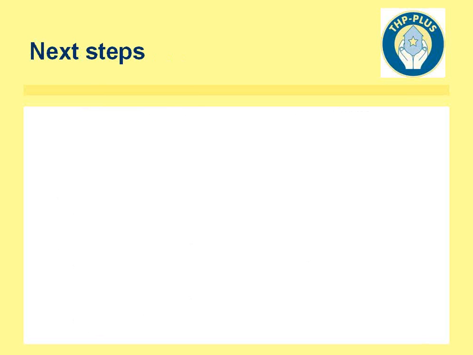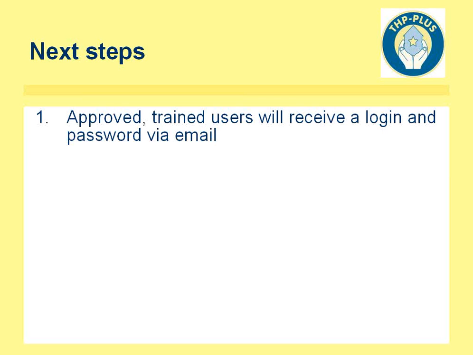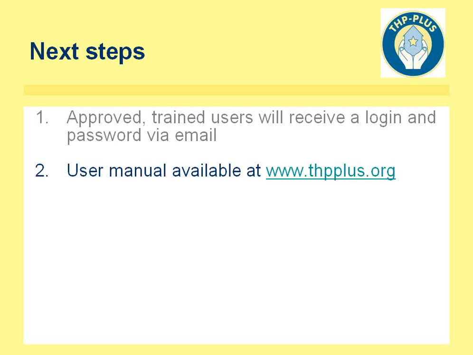All right, so I want to talk about next steps, or what happens now that we're done. We're coming to the end of the training session. How do we move forward from here? Approved and trained users will receive a login and password via email, and that will be sent to the primary THP-Plus contact at your county. For service providers, it's being sent to the primary service provider contact. We will have a user manual online on our website at www.thpplus.org, which has very detailed information about how to do the data entry and what the different screens mean.